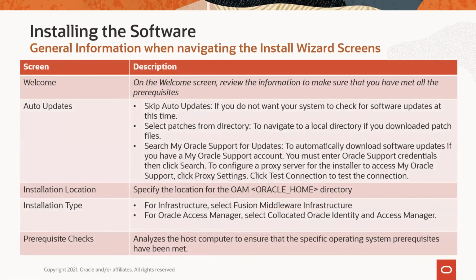Now we're ready to install the software. The install wizard will need to be run twice. First for the Fusion Middleware 12.2.1.4.0 infrastructure software, and second for the Oracle Identity and Access Management 12.2.1.4.0 software. When navigating the install wizard, you will see the screens detailed on this slide and the next.